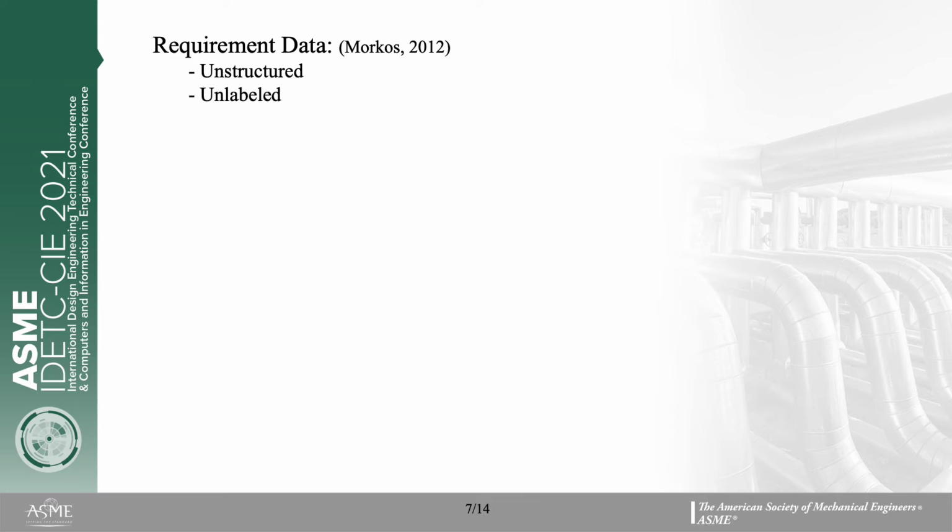This slide will focus on our in-house requirement datasets. The dataset we have is unstructured and unlabeled. Unstructured means that the raw text document contains numbers and symbols. Often a pre-processing step is required to improve the quality of the simulation. And unlabeled means we didn't assign any labels to each sentence.